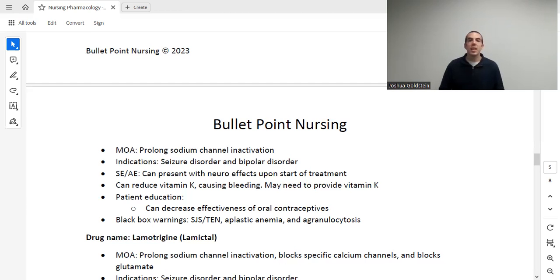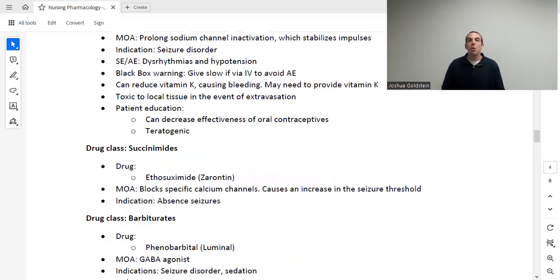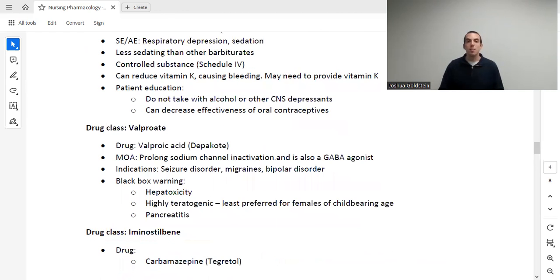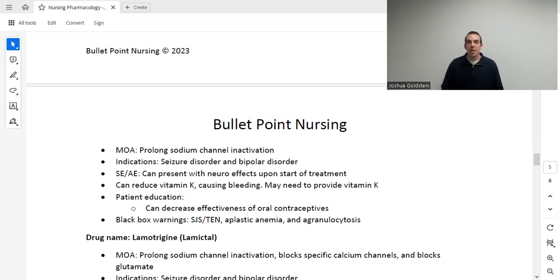The next 2 medications we have are considered the better ones for a patient that is a female of childbearing age. As you notice, all of these medications are either teratogenic, flat out not a good idea, or at least not ideal for a patient that's a female of childbearing age. However, we do have the next 2 coming up that are the better choices. The first one is going to be lamotrigine, which is also known as Lamictal. The mechanism of action, once again, prolongs sodium channel inactivation. However, this one also blocks specific calcium channels and it blocks glutamate. What is this used for?